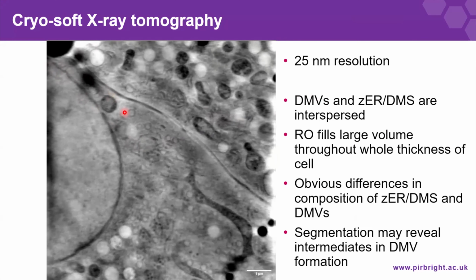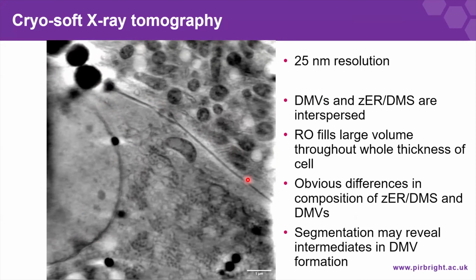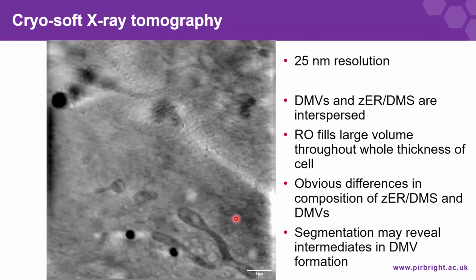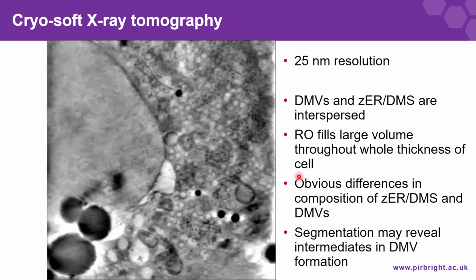So to orientate you, we've got the nucleus here, and we've got the cell membrane coming down here, and this whole patch here is full of replication organelle. Just to give you a single slice, we've got these small circles here, which are the DMVs, and then the darker patches of membrane here, you can see there's lines and little dots. That's the zippered ER and spherules. So you can see that the DMVs and the zippered ER and spherules are completely interspersed.